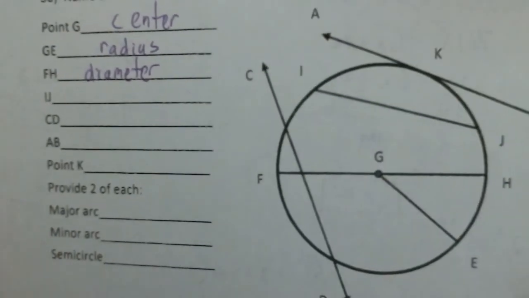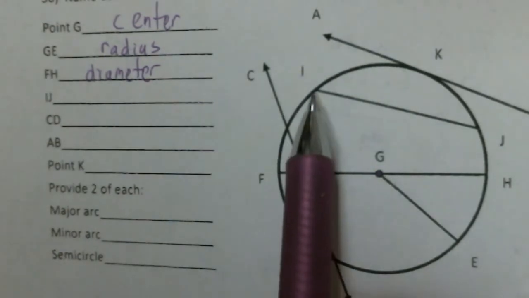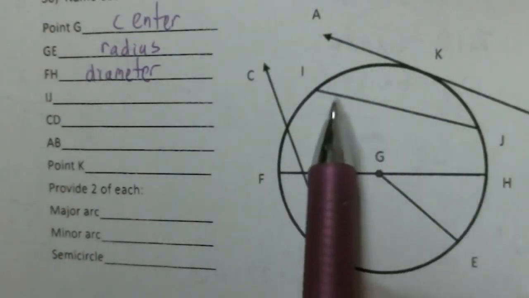Let's let my camera refocus. IJ, okay, IJ stops and starts on the circle. That is a segment, that's a chord.